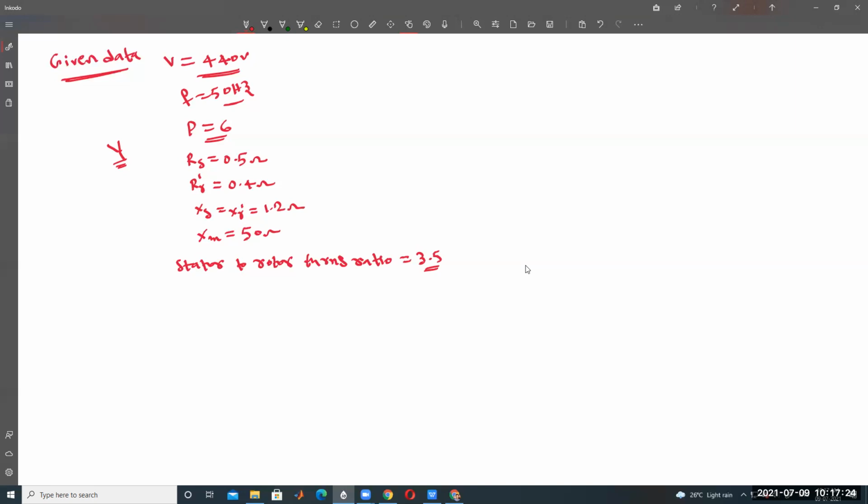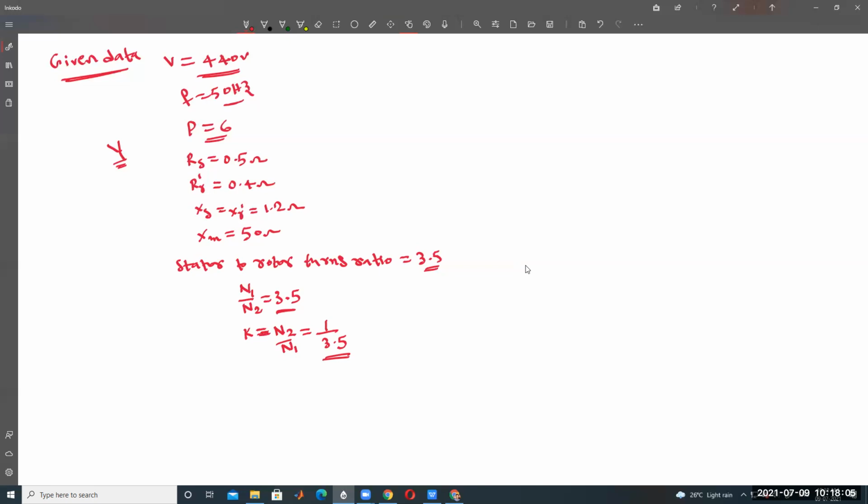Okay, stator to rotor turns ratio means just like a transformer. For example, N1 turns in the primary, N1 by N2. N1 by N2 is equal to 3.5. Stator turns are N1 and the rotor turns are N2. Let us assume N1 by N2 is equal to 3.5. Then K is nothing but N2 by N1, the transformation ratio. N2 by N1, am I right? So that is equal to 1 by 3.5. Okay, this is called transformation ratio.